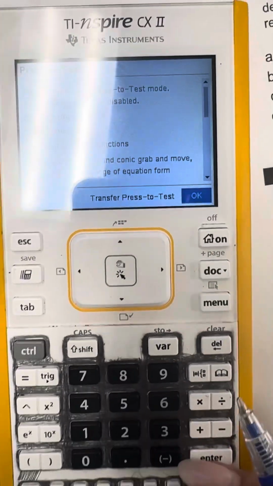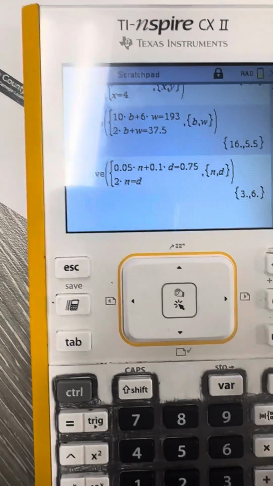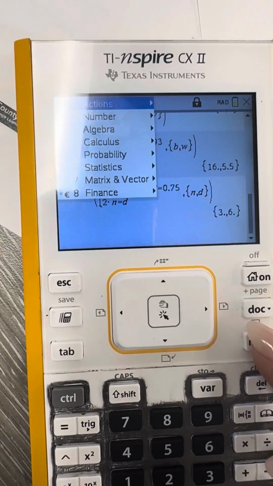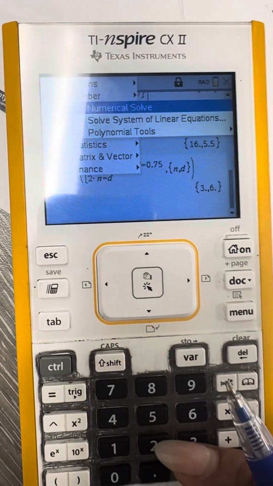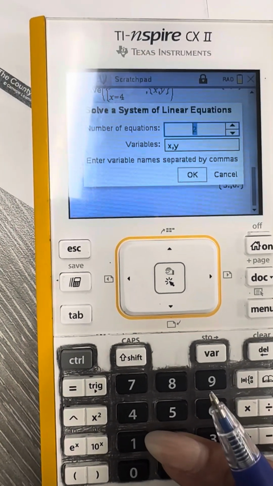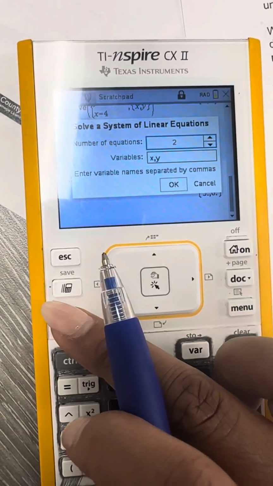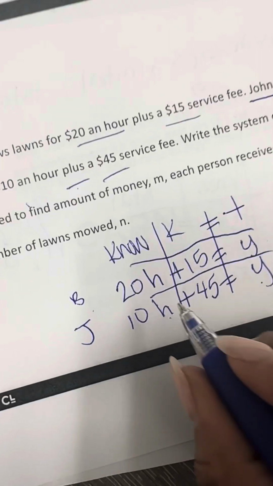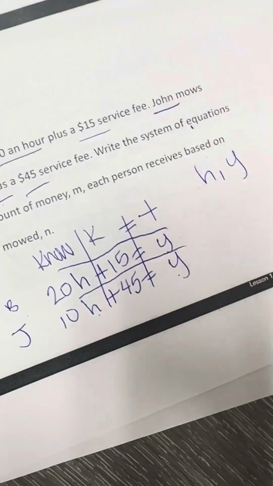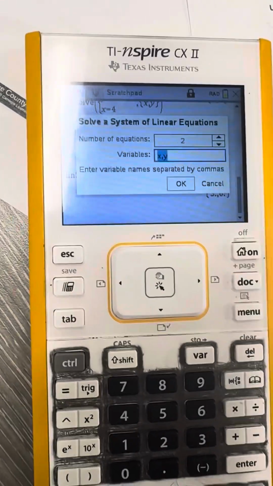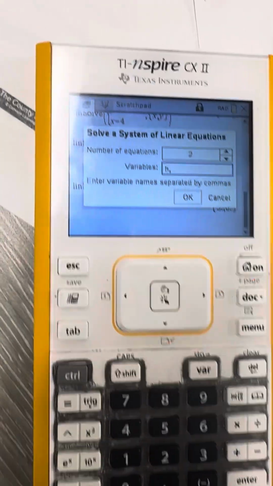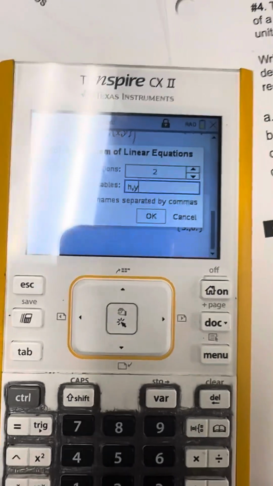Put this in your calculator. On. Enter to get out of that. Menu, Algebra, Equations, number 2. There are 2 equations. Hit tab to go down. We're using H, comma, Y, hours in total. Or you could have put H, comma, T. It doesn't matter. H, comma, Y. Enter.